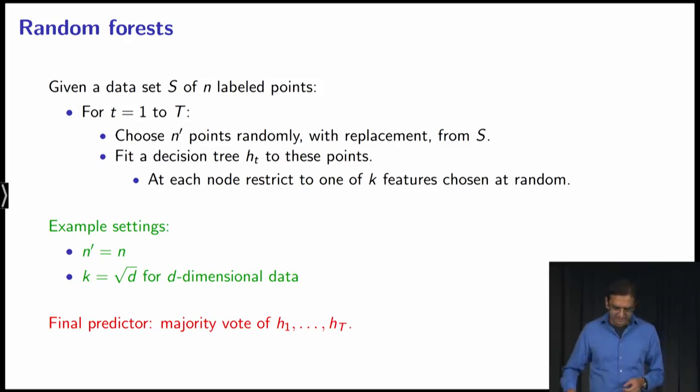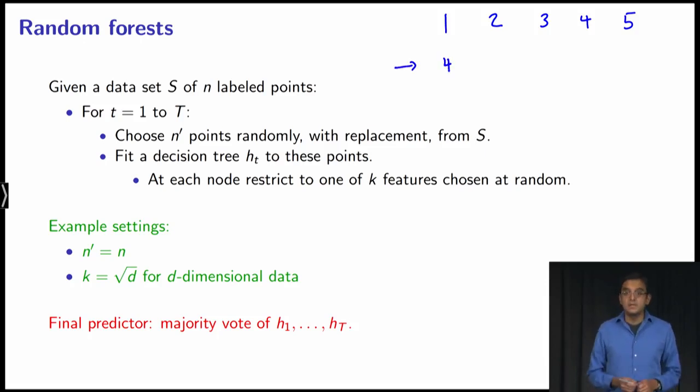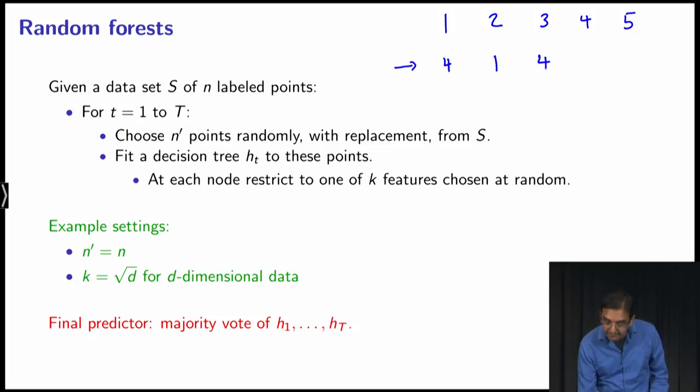Okay, so let's see what this means. Let's say that we have a data set with 5 points in it. Say 1, 2, 3, 4, and 5. And let's say we want a resample data set of size 5. We first pick one of these points at random. Let's say we end up with point number 4. Then we pick another point at random. Say we end up with point number 1. Then we pick another point at random. Let's say we end up with point 4 again.